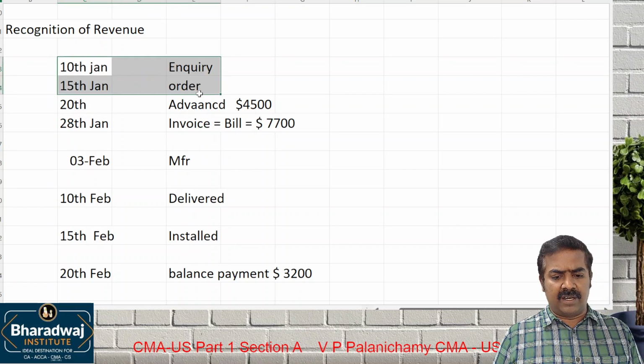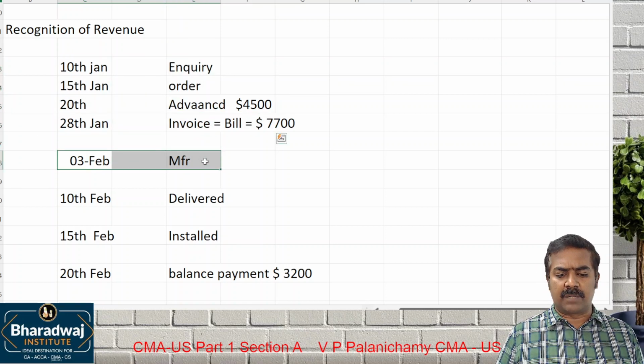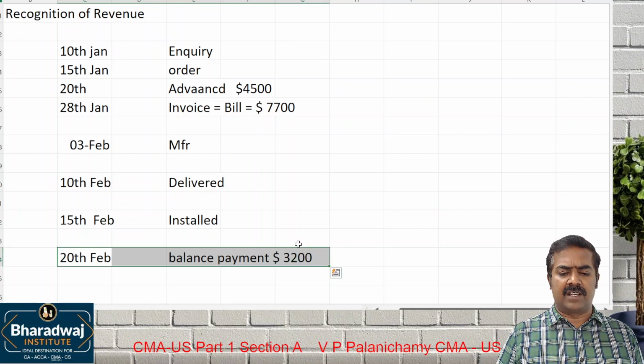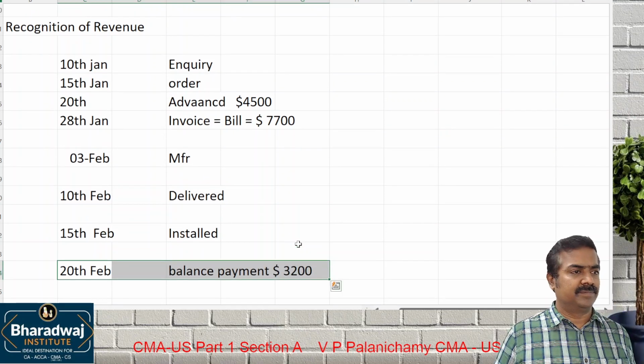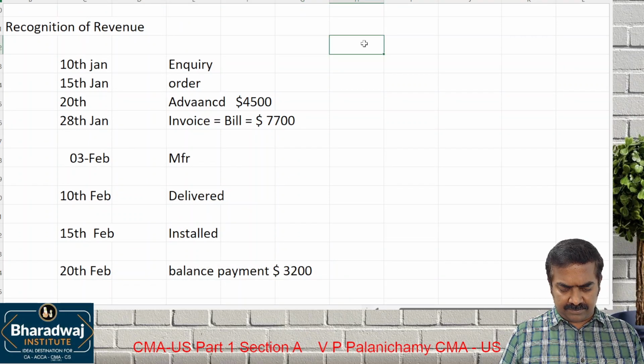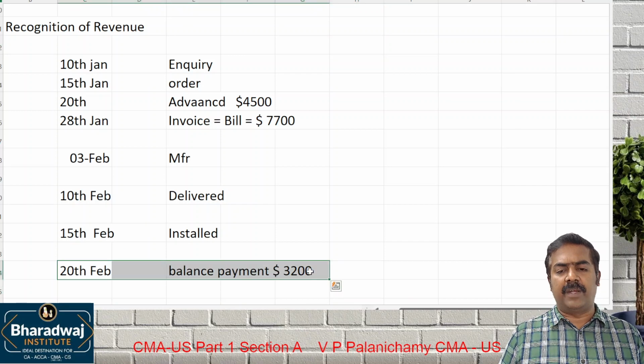Is it on inquiry, or order, or when advance money is given? When you prepare the invoice, or when the goods are manufactured, or when the goods are delivered, or when the goods are installed, or when you receive the final settlement? When can income be recorded? Final settlement, which means if the final settlement is not made, you will not record income.